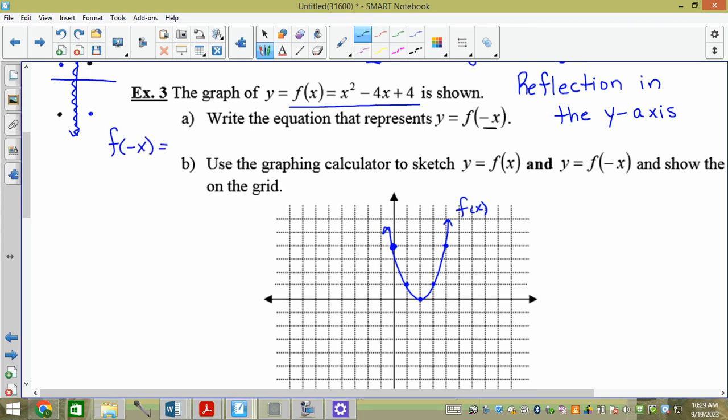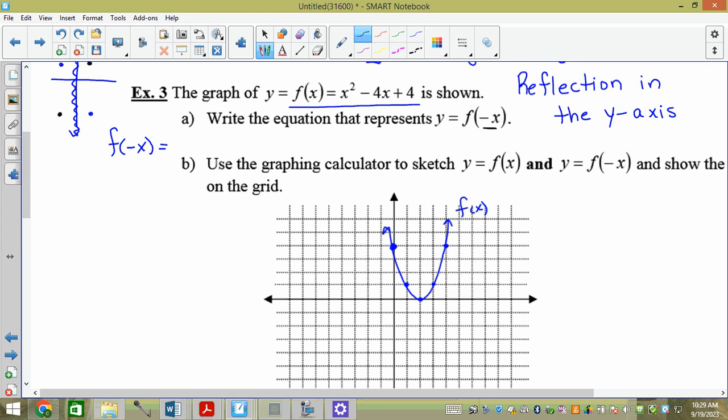F of 2, I filled 2 in for the x's. F of a, I filled a in for the x's. F of negative x, what am I going to do to get my new equation? Fill the x's with negative x. And when you substitute in, you always put in brackets. Everything always goes in brackets the moment you substitute in.